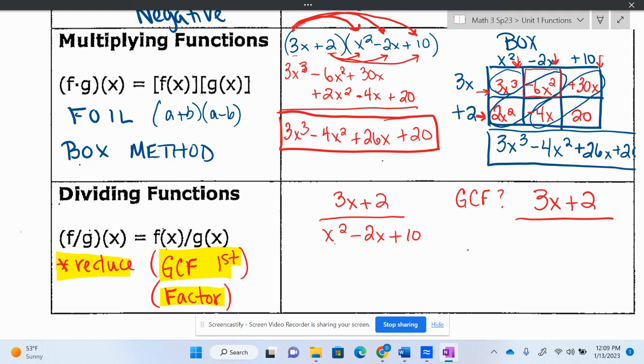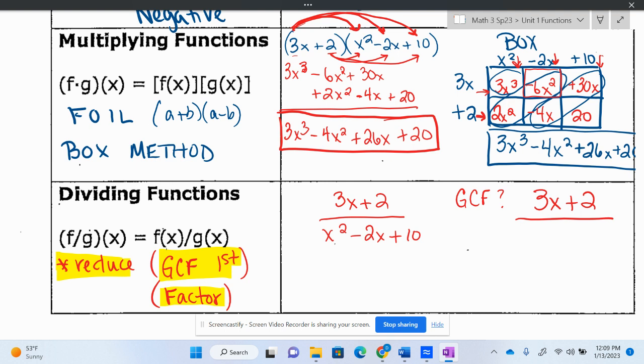What about that trinomial? It has a 10, a 2. So the only way I could take out a GCF of 2 was if the x had a multiple of 2 on it, right? And it doesn't.